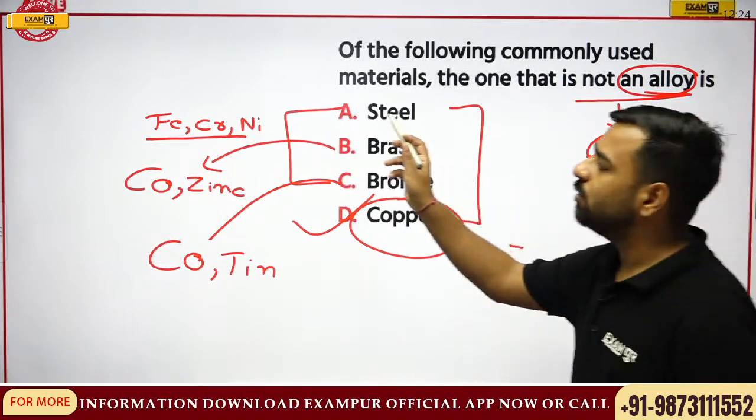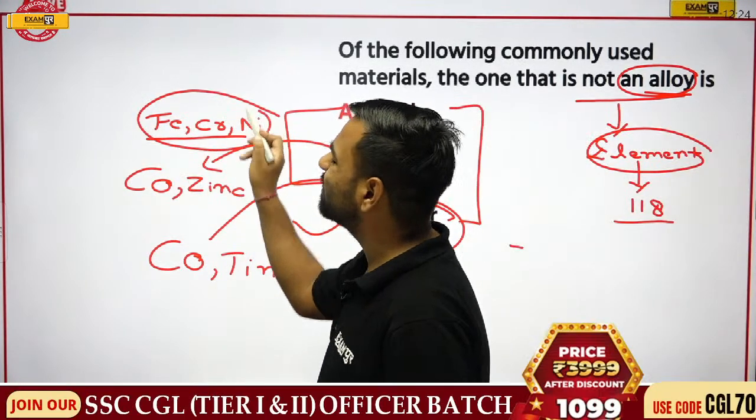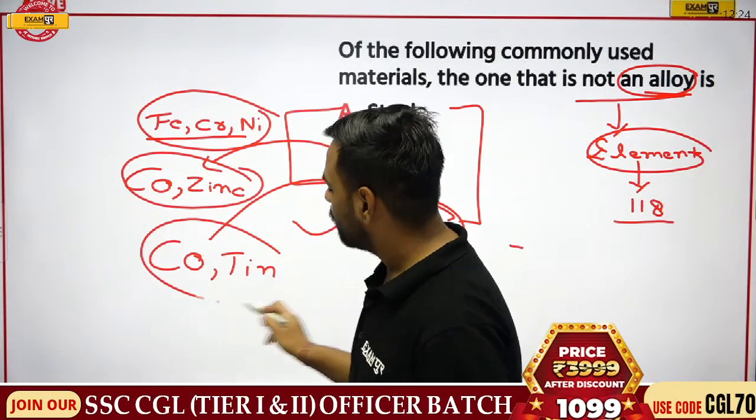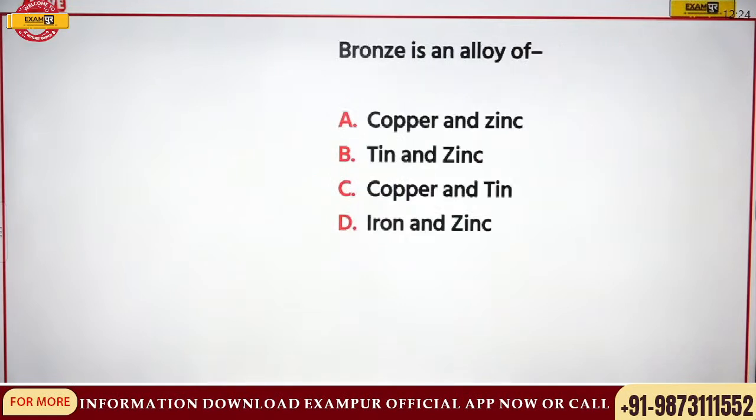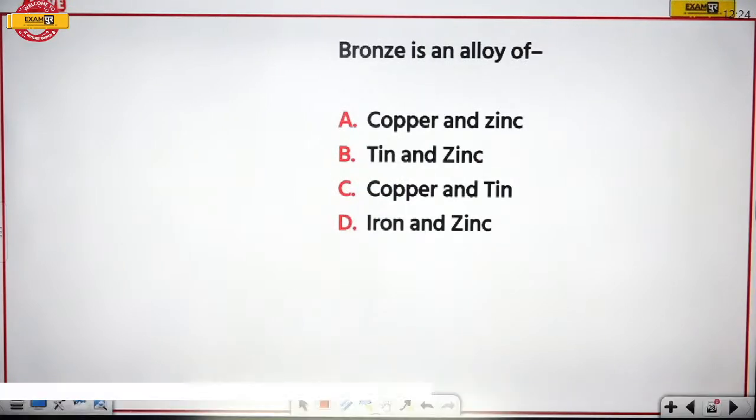Don't worry, I'm going to tell you all these tricks. I know you must be thinking, sir, how to remember this part, right? We have a trick for each and everything. We'll be having other questions as well. Let's have a look. The next question is, bronze is an alloy of dash.